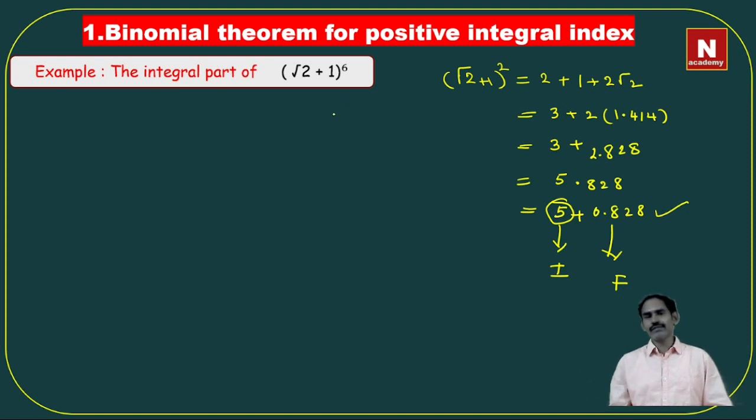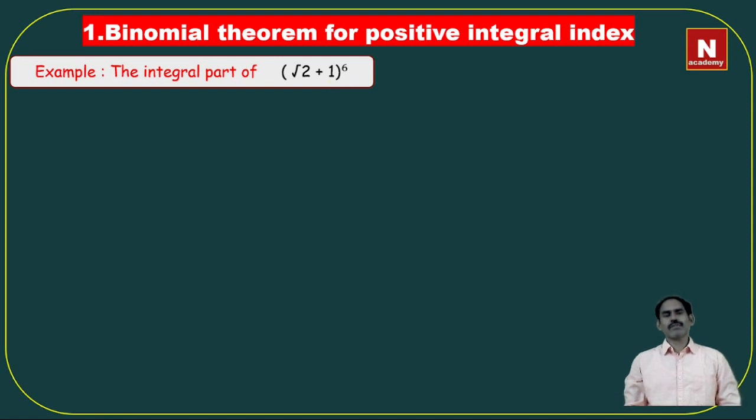In the same way, you can't solve this problem directly because here the whole power is 6, the expansion will be difficult, and after expansion the calculations will be difficult. So there is one procedure to solve this example. I am taking (root 2 plus 1) whole power 6.